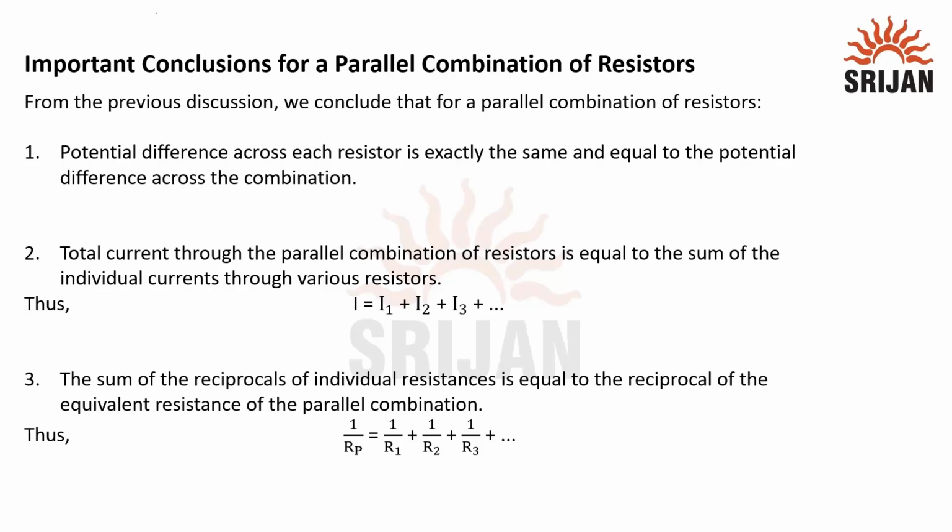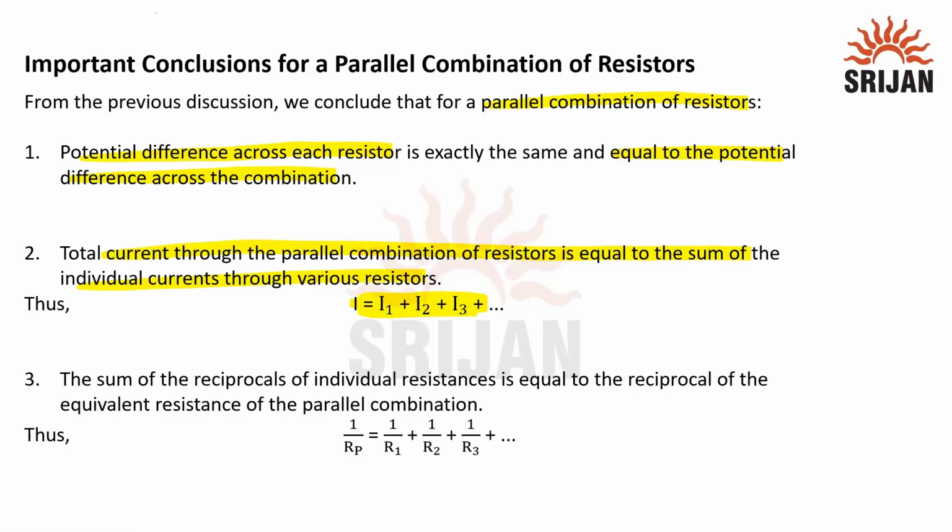Now we will discuss some points for parallel combination of resistors. The first point is the potential difference across each resistor is exactly the same and is equal to the potential difference across the combination. So this point we have discussed already. The next point is the total current through the parallel combination of resistors is equal to the sum of the individual currents through various resistors. So the current I will be equal to the sum of the currents through each branch, that is I is equal to I1 plus I2 plus I3.